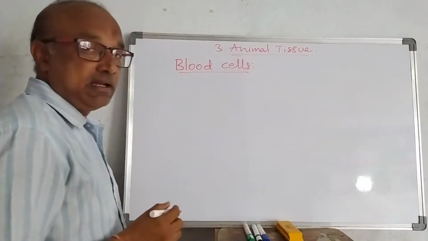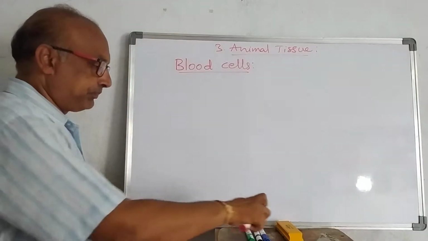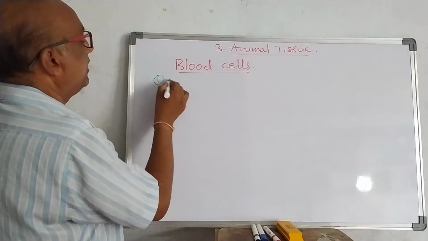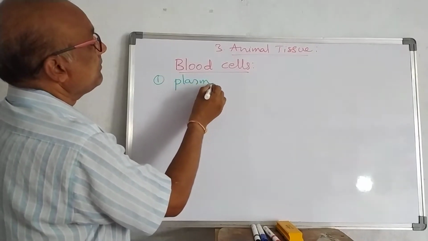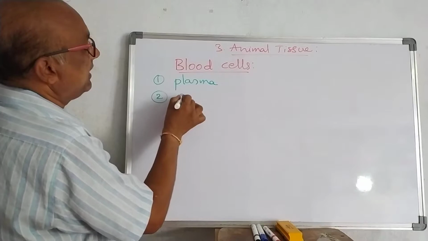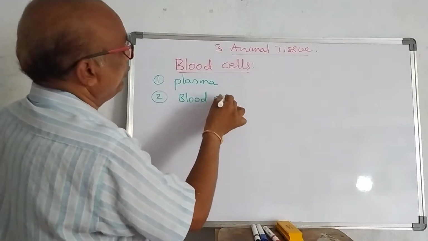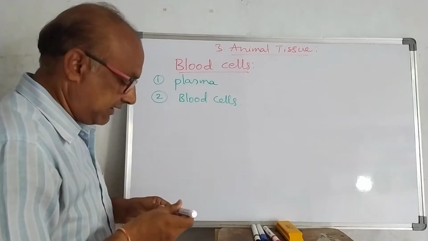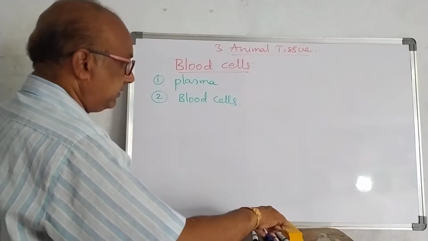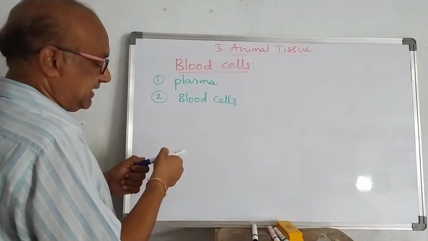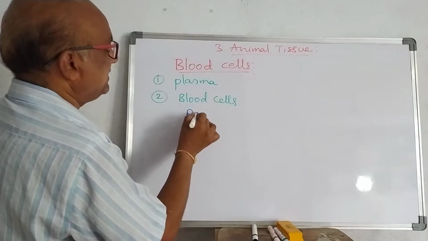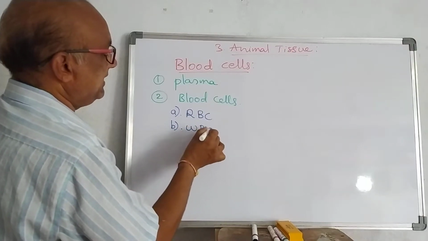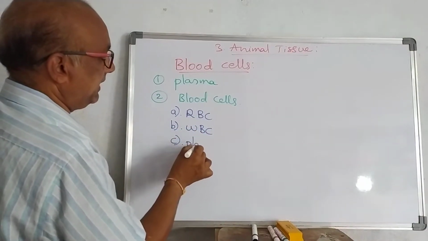Usually the blood contains two components. One is the liquid component called plasma and the solid component called blood cells. The blood cells are again divided into three types based on their color and functions. Let us see what those three are in detail. First one is the RBC, second one is the WBC, third one platelets.